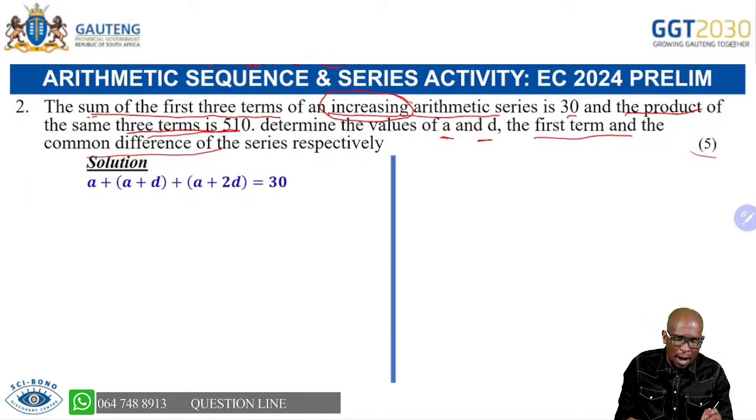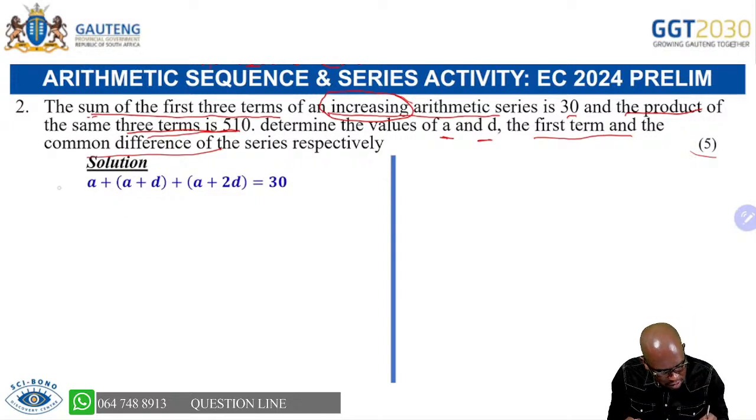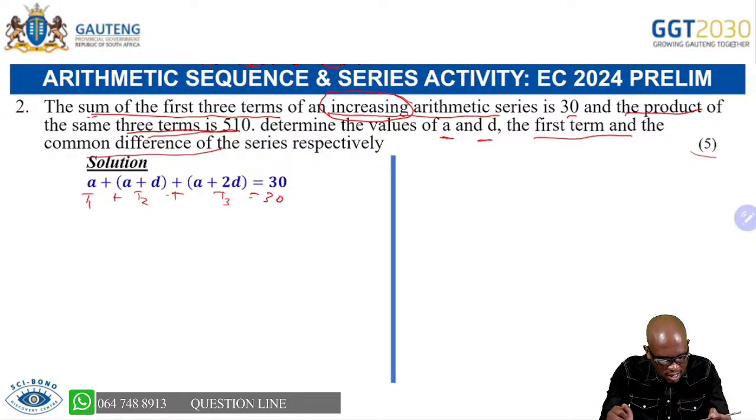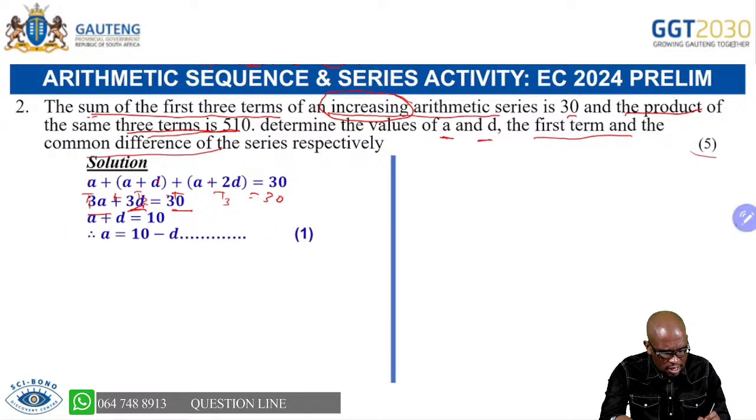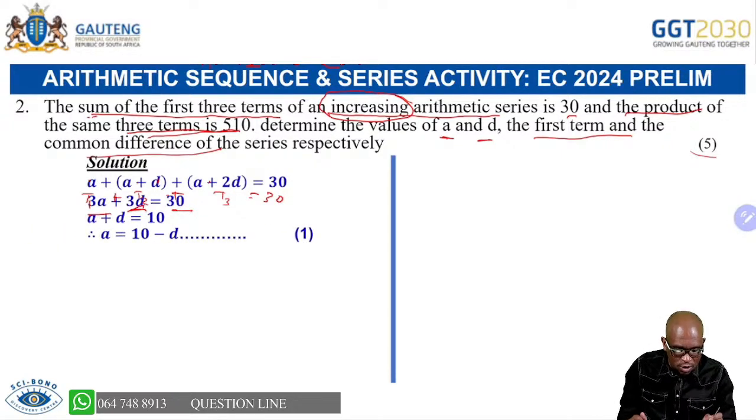The first one is the sum. You can see I've added T1, T2, and T3, and we get 30. After adding those, A plus A plus A gives us 3A, and D plus 2D gives us 3D. That equals 30, and then we can formulate an equation. If we divide by 3, we get A plus D is 10. By transposing D, A is equal to 10 minus D. That is our numerical equation 1.